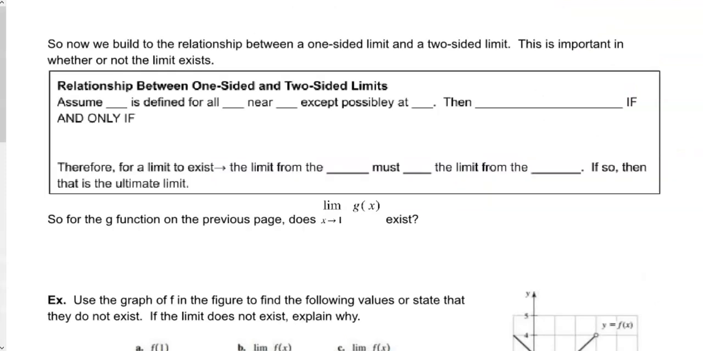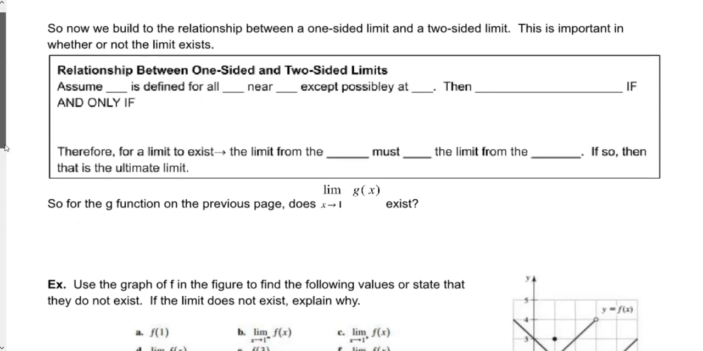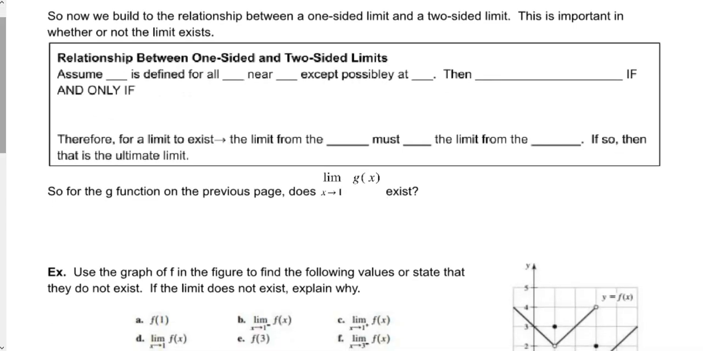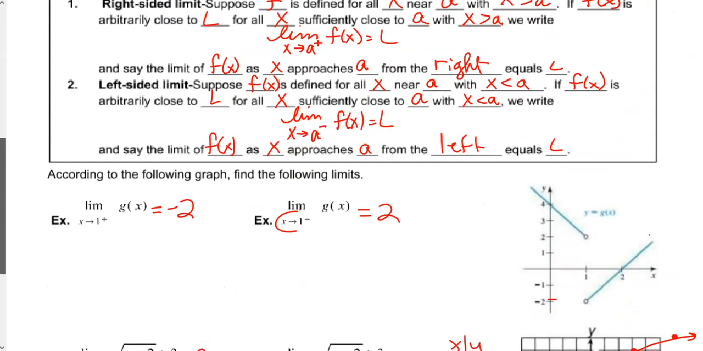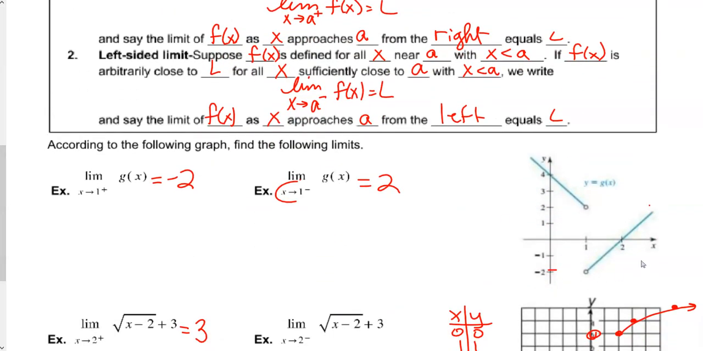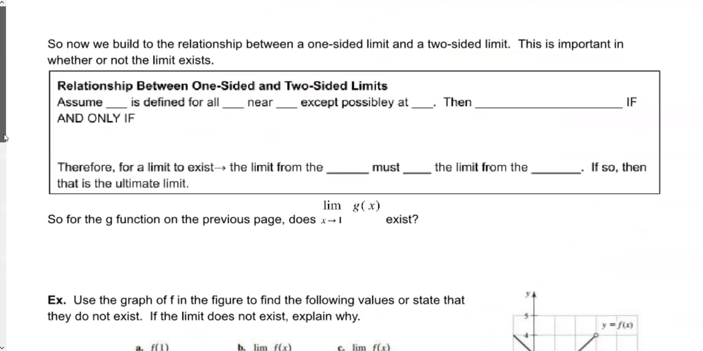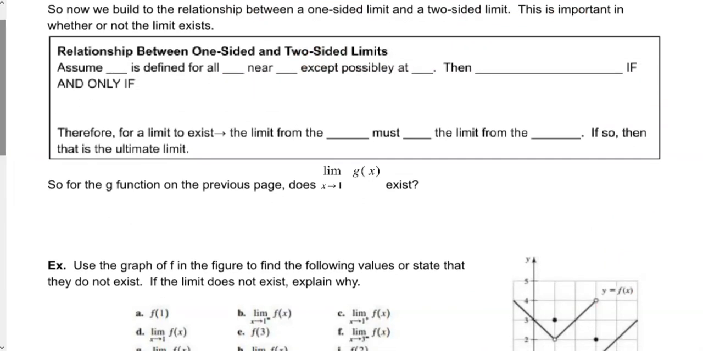Moving right along here. So now that we built the relationship between one-sided limits and two-sided limits, this is important in whether or not the limit exists. So back here on the second to last example, we had two limits that came into different values. And so in order for us to give a two-sided limit, we have to assess whether or not those left and right limits are equal. So this is kind of where we bring it all together.